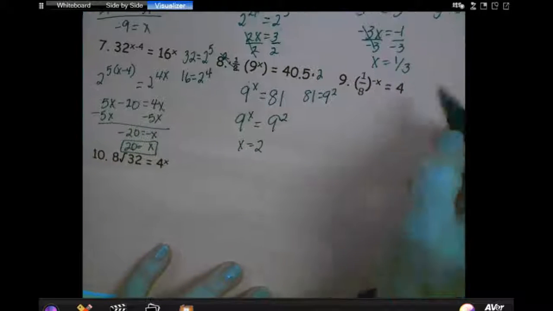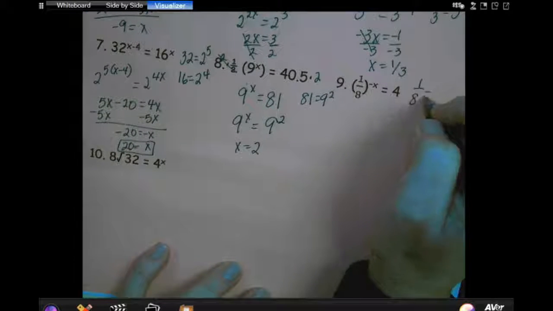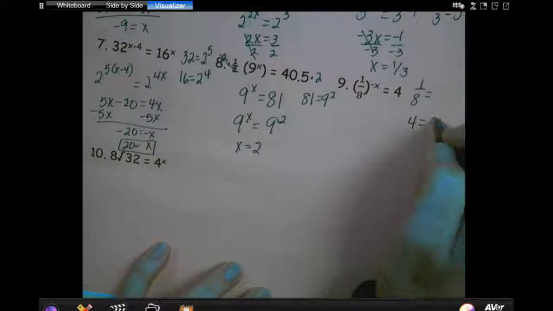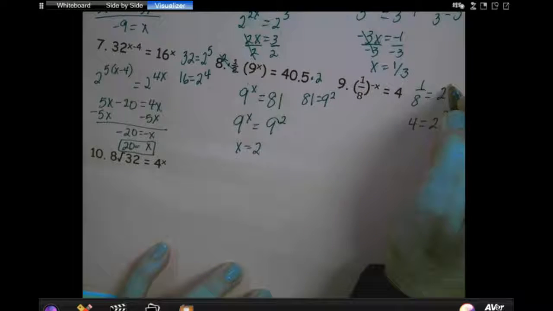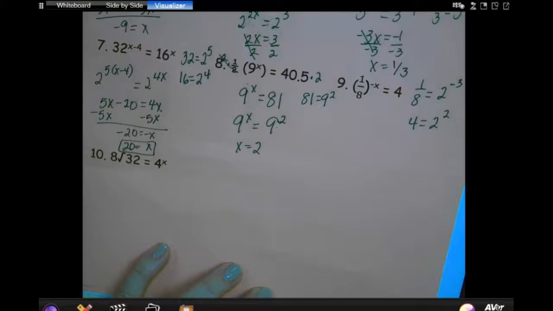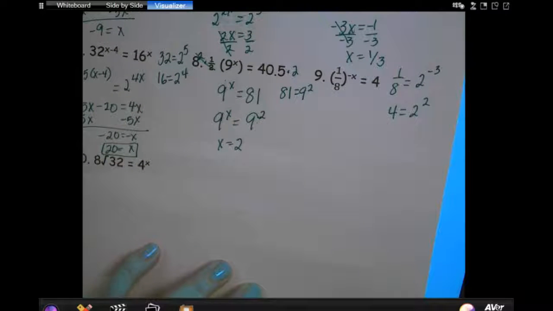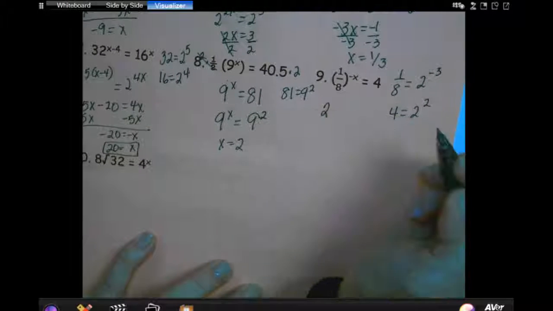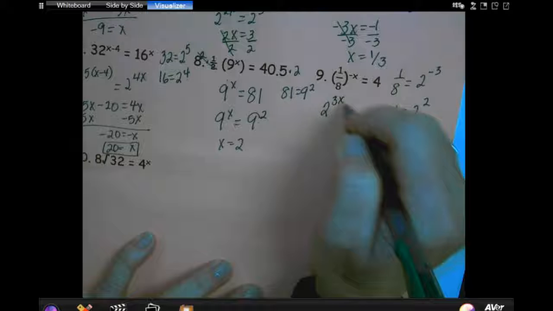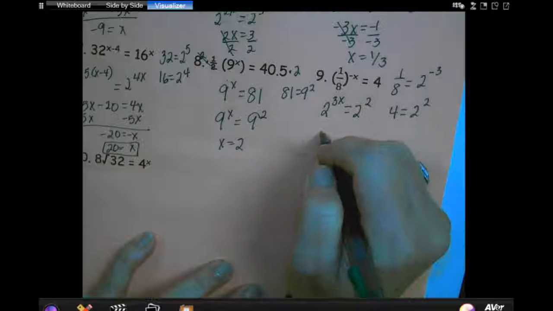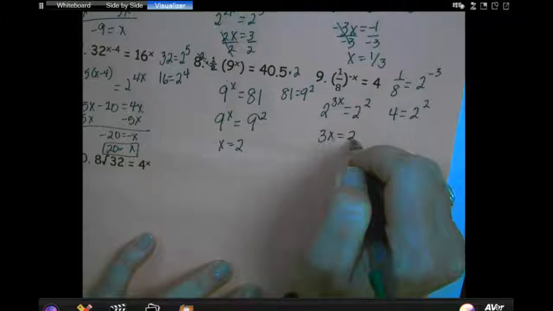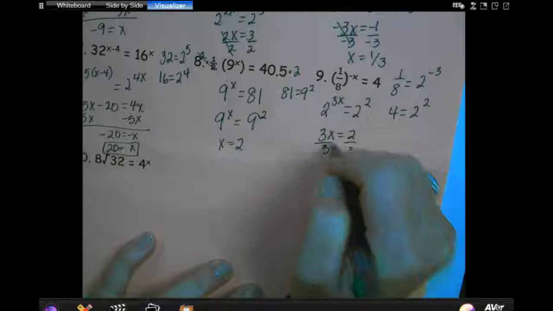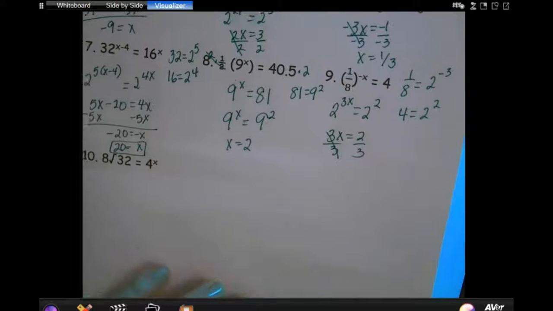Okay. I have 1/8 and I have 4. So I'm going to get, okay, I'm going to take that away and not hand it out if you're doing that while I'm doing the notes. So x is 2/3.